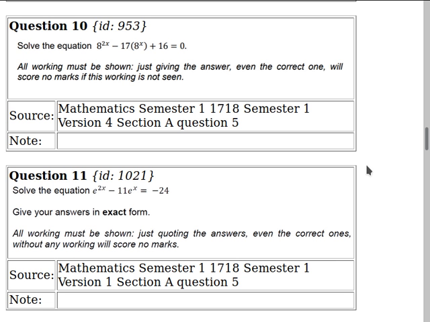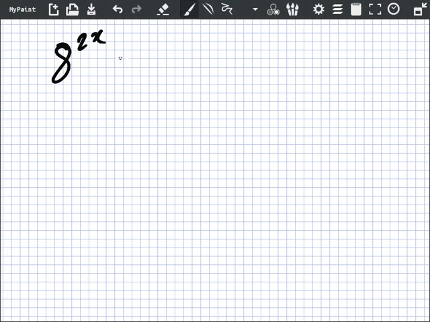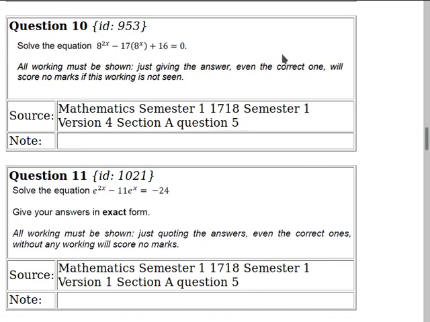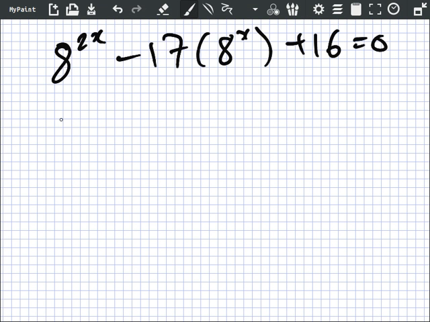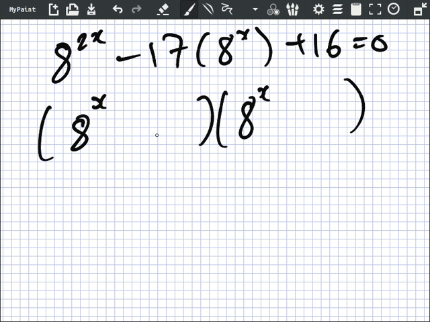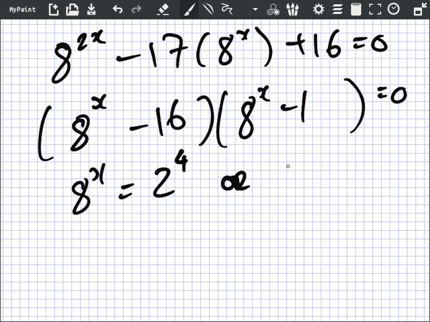You got 10? 8^(2x) minus 17 times 8^x plus 16 equals 0. Right, this does have factors, and the variable is 8^x, isn't it? 16 and 1. So it's 8^x equals 16, which is 2 to the power 4, or 8^x equals 1, which is 8 to the power 0. So you have x is 0.